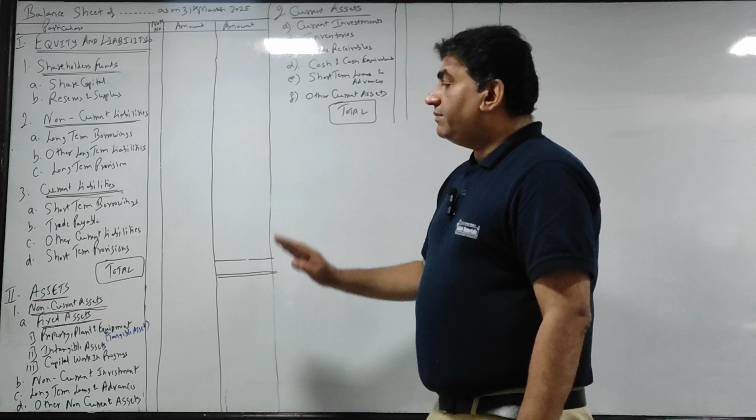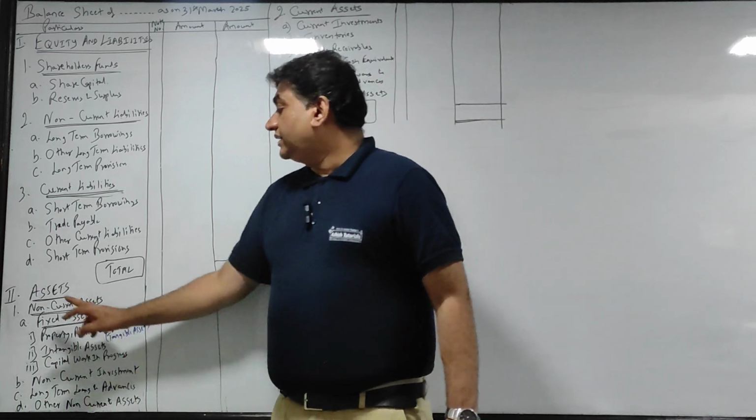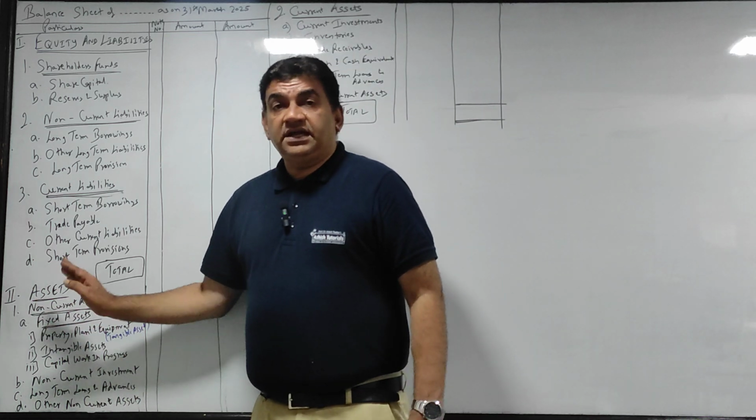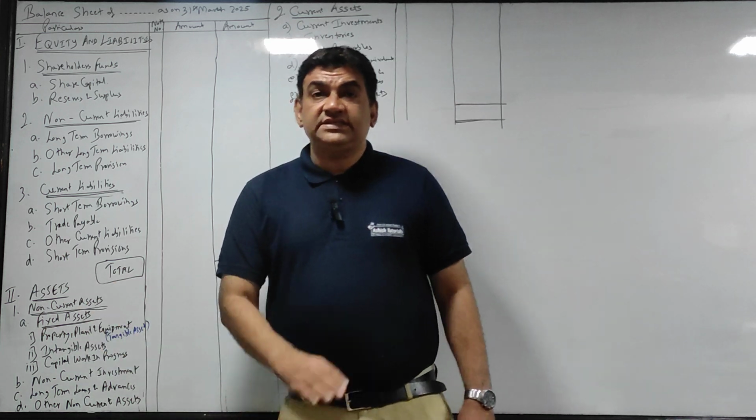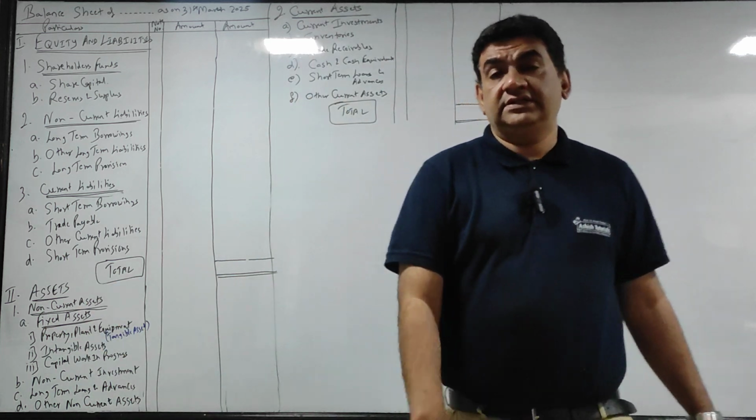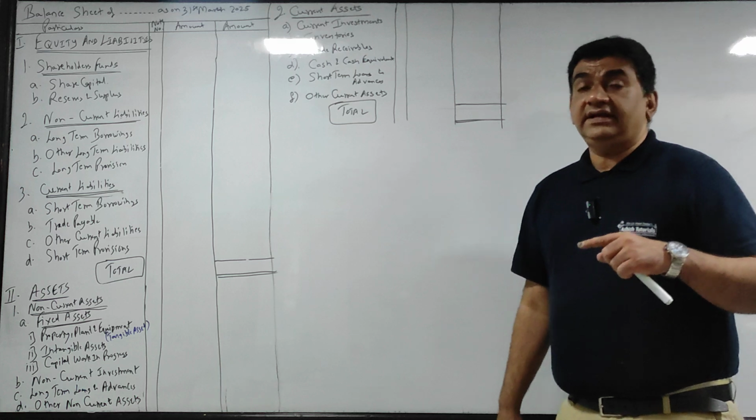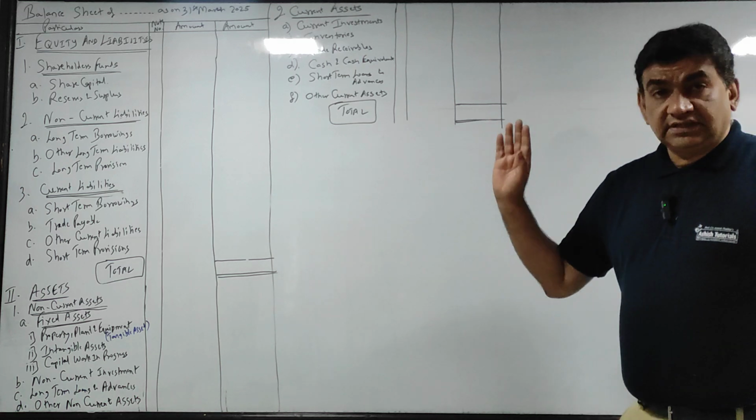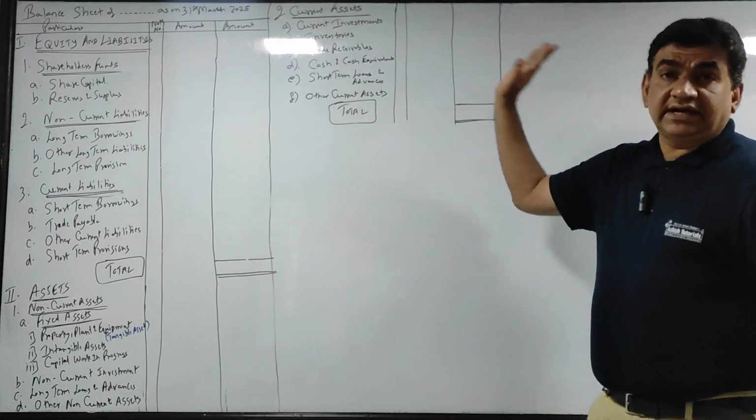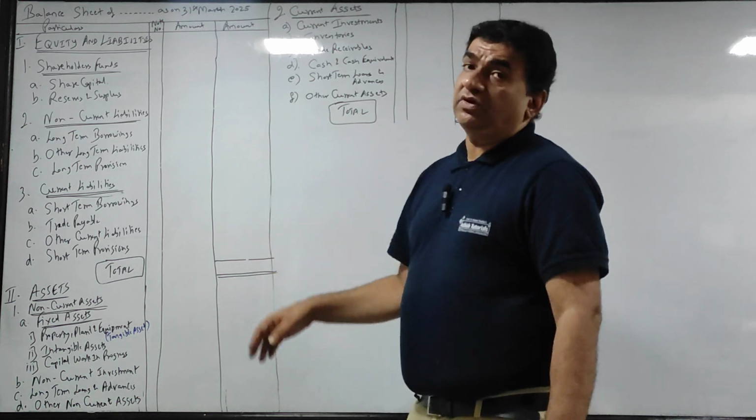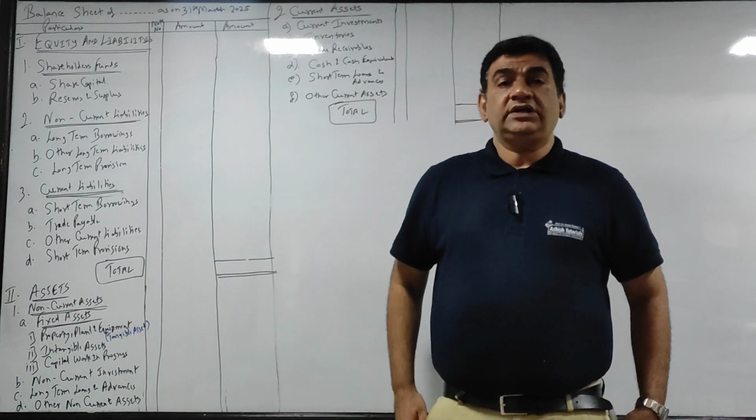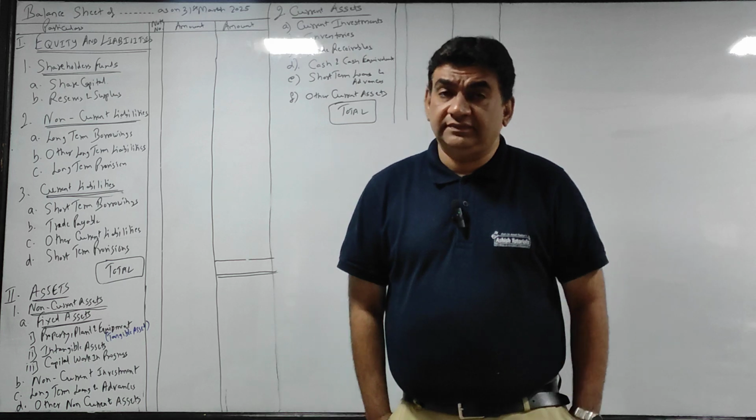Correct? Now coming to the second part, that is assets. Assets divided in two parts: non-current assets and current assets. Non-current and current. Again the same logic. Non-current means long term, current means short term.